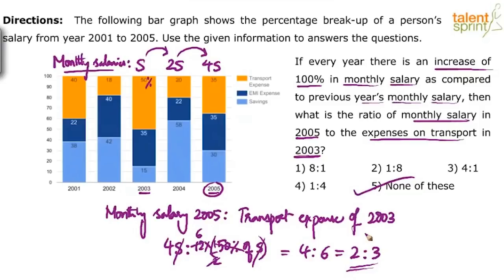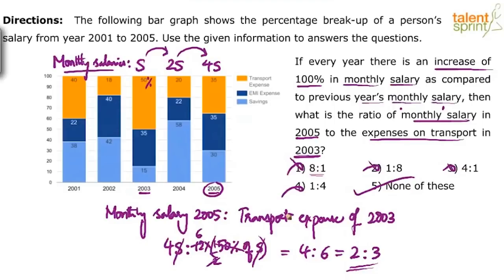So all those who have got 8:1 as the answer, I know why you get 8:1 here, because you did not consider this word monthly. You have considered the yearly salary for the year 2005, and that gives you 8:1 as the answer. You're all wrong. Silly mistake, right? 8:1 or 1:8 are not the answers. Of course, option 3, option 4 also wrong. The correct answer is none of these. And in terms of absolute value, the ratio here is 2:1, right? 2:1. Sorry, 2:3. Monthly salary in 2005 versus the transport expense of 2003 will be 2:3.